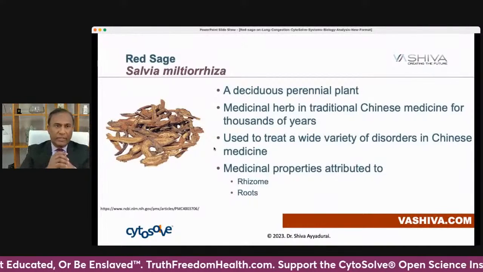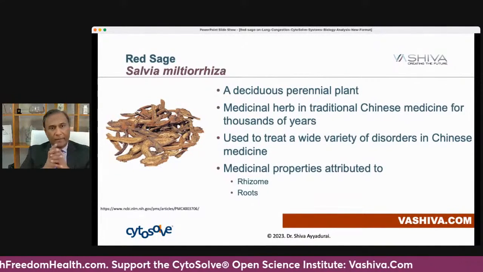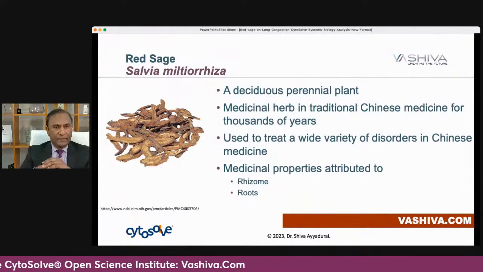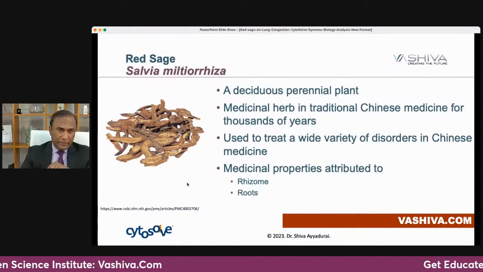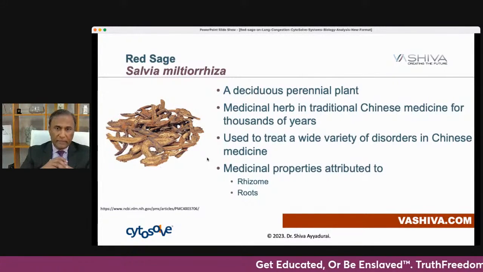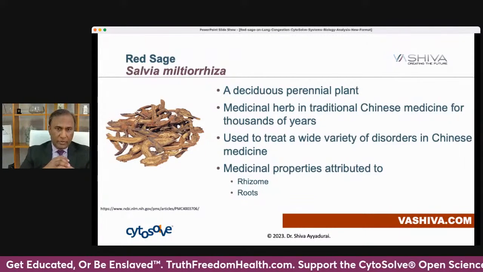So red sage is known as Salvia miltiorrhiza. It's a deciduous perennial plant, and I have an example of it over here. This is what it looks like. It's a medicinal herb that's been used in traditional Chinese medicine for thousands of years, and it's used to treat a wide variety of disorders in Chinese medicine.